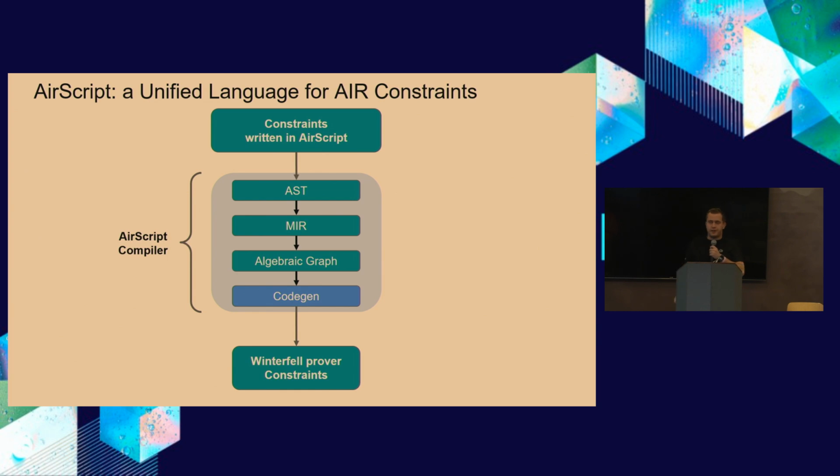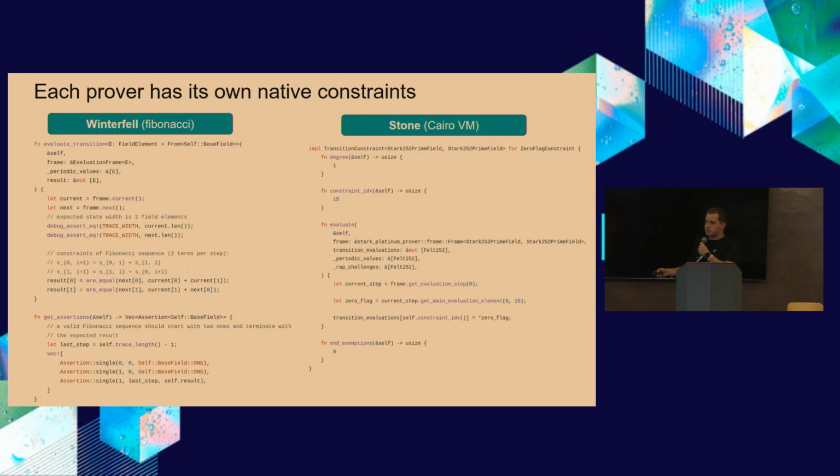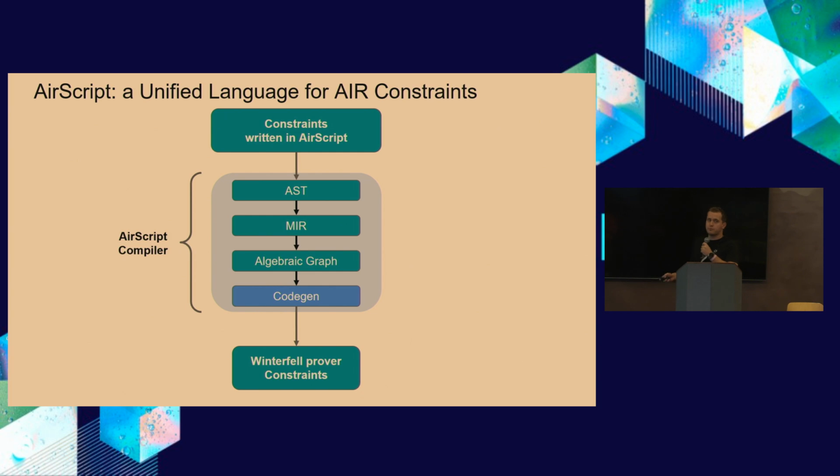What we're proposing here is AirScript. It's a human-readable, human-auditable language to express arithmetic constraints, basically. And we are working currently on a compiler, the AirScript compiler, that's going to take these constraints, optimize them into an algebraic graph, basically just a graph of additions and multiplications. And from there, we have a code gen step that will generate this kind of code for the target prover. You can have multiple target provers and verifiers. We'll see later how it works.